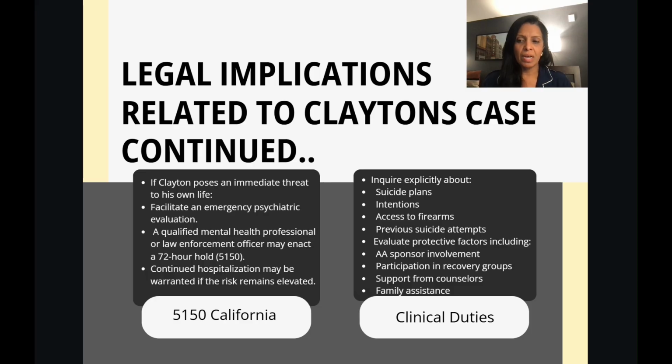My next obligation would be to determine Clayton's level of risk by asking direct questions about suicidal thoughts, whether he has a plan, his intent to act, access to the firearm, and any previous suicide attempts. I would also assess protective factors, including his AA sponsor, participation in recovery meetings, his substance abuse counselor, and relationships with his adult children.